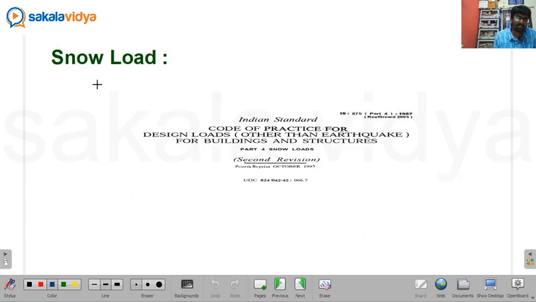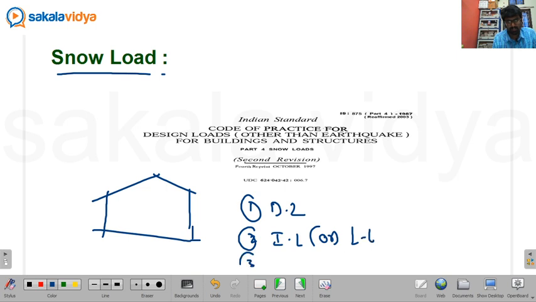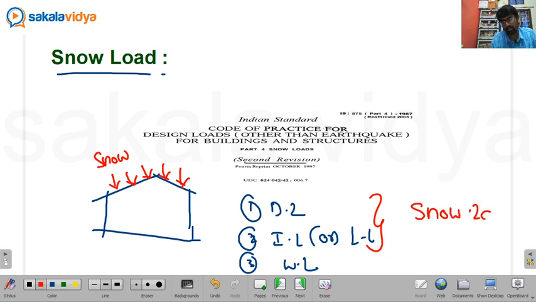So next, snow load. So for example, here I'm going to have a structure. What are the basic types of loads that are going to act on a structure? The first one, I think you know, is dead load. Second, imposed loads or live load. Third one, wind load. In addition to that, in some places, snow gets accumulated on the top of the roofs. So in addition to these three loads, in some places, snow load also plays an important role.